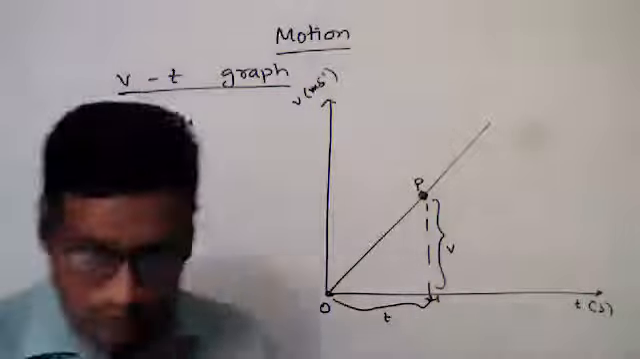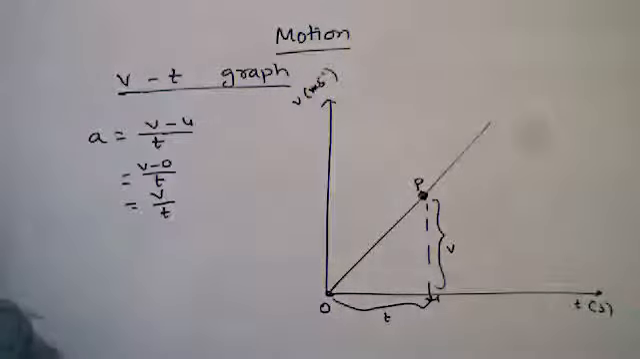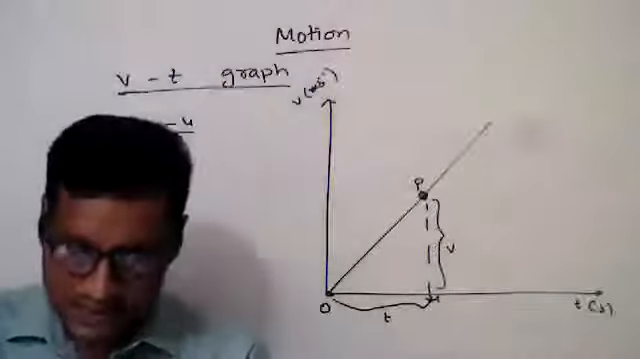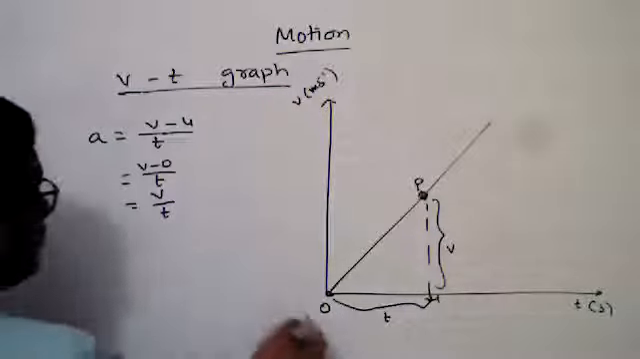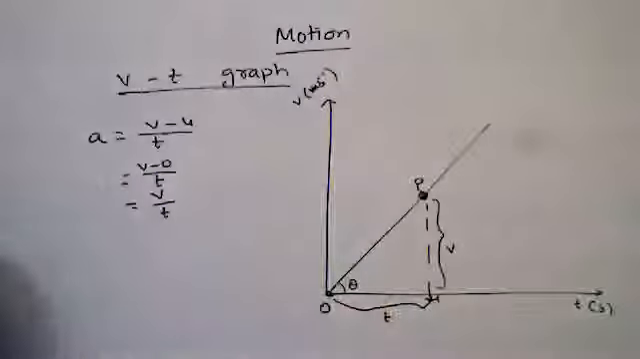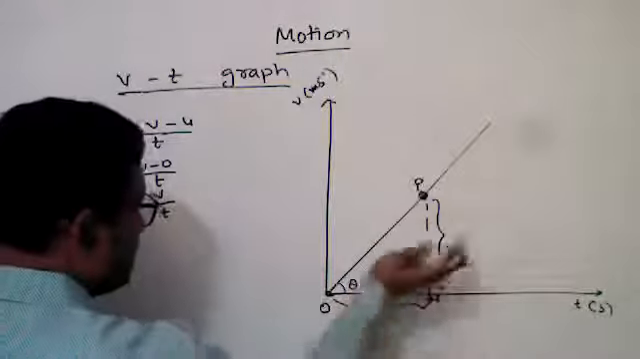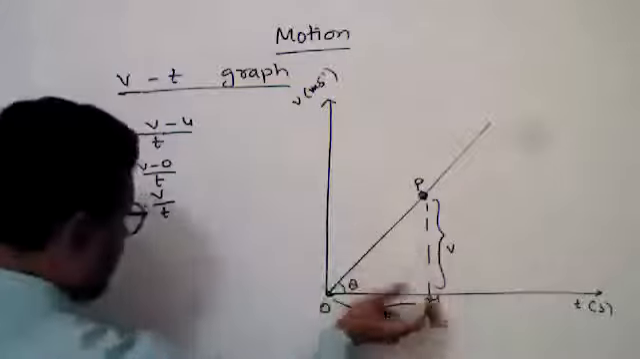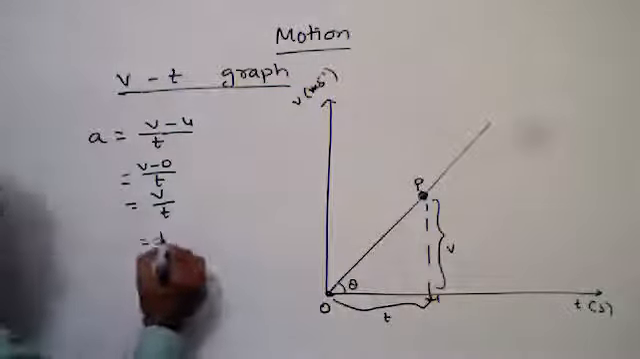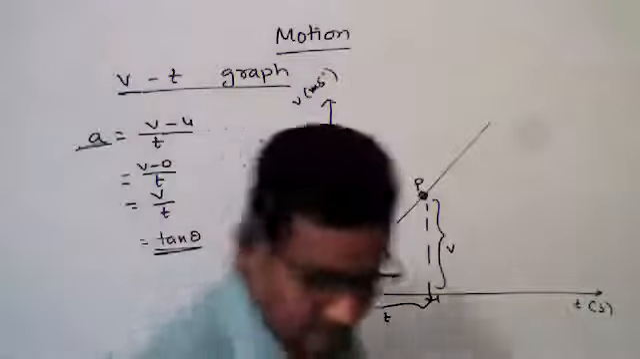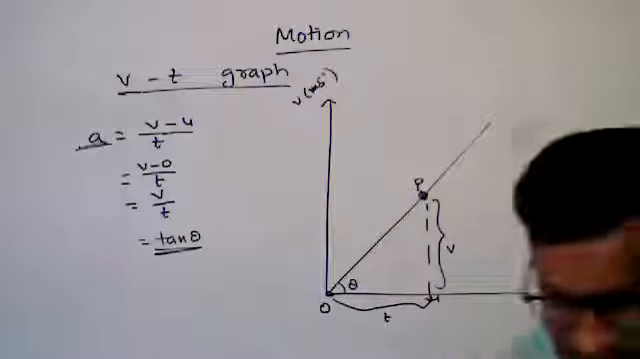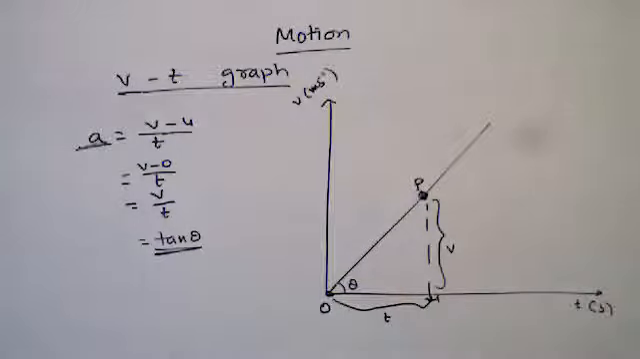We have already learned that in a velocity-time graph, slope denotes the acceleration. Suppose this is theta. Here V by T, perpendicular by base, is tan theta. So a equals tan theta. So slope denotes the acceleration in a velocity-time graph. You have to remember this. Understand? Yes, sir. Okay.